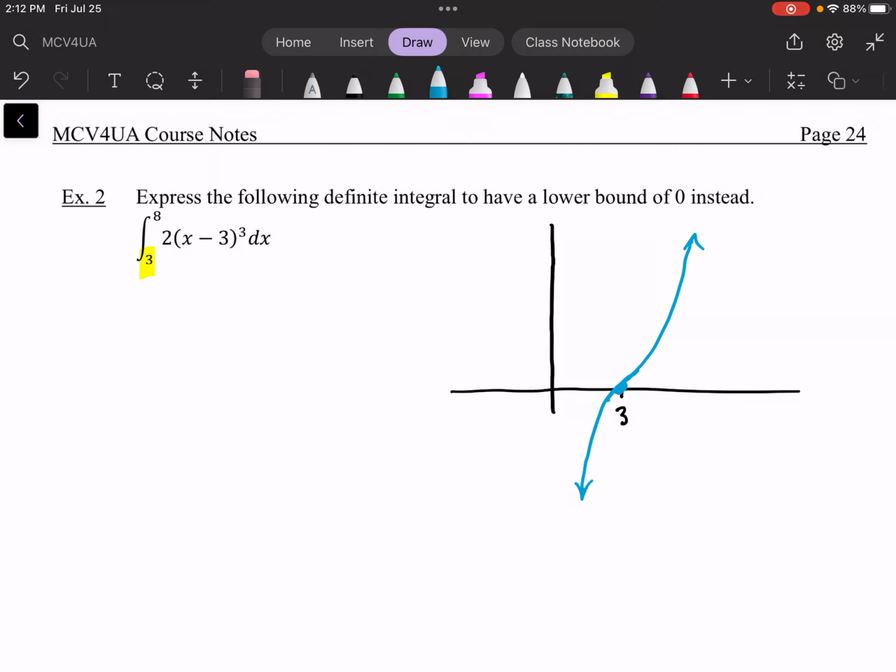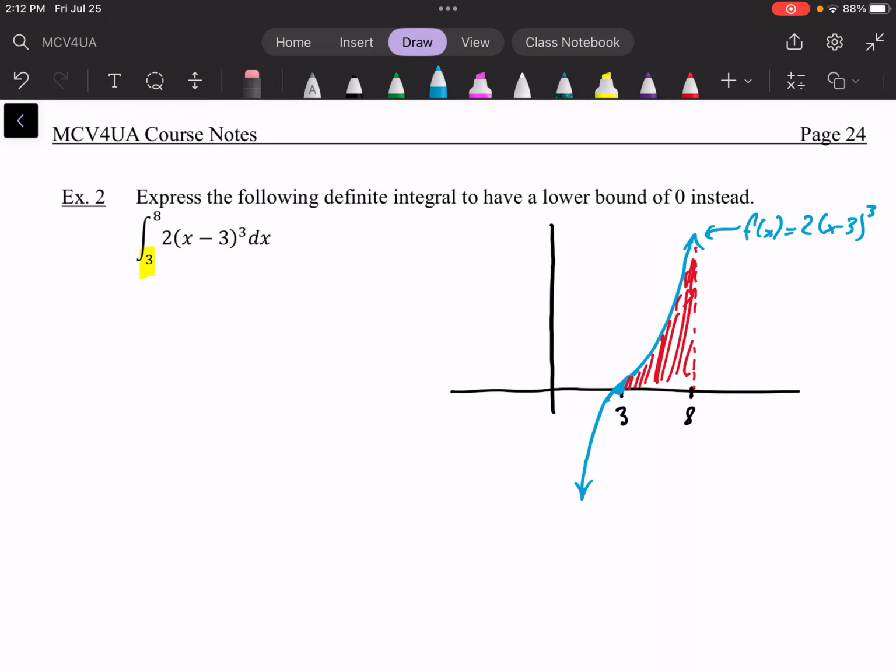Like this. Okay, now let's say 8 is just somewhere over here. I'm not going to make it too much bigger. But what this integral is doing is actually finding the area underneath this curve. That's what it's looking at specifically. And this is the function right here, f of x being equal to 2 times x minus 3 cubed. That's our function.